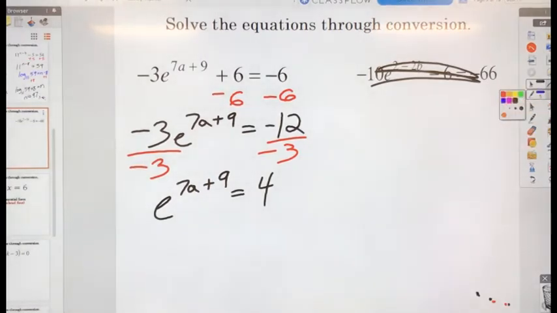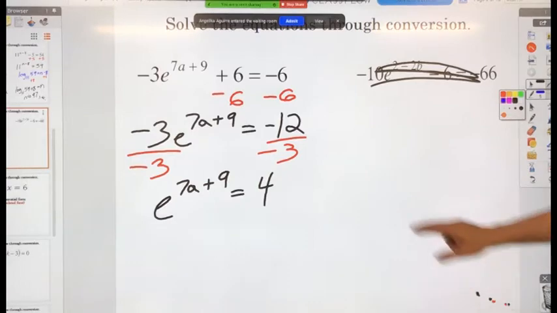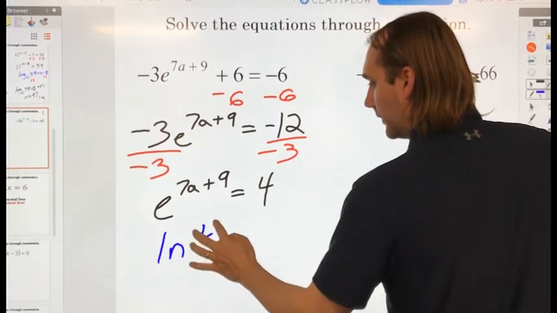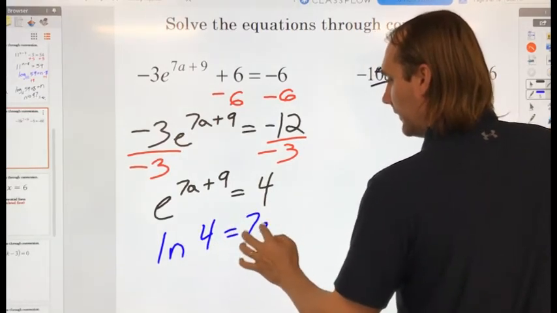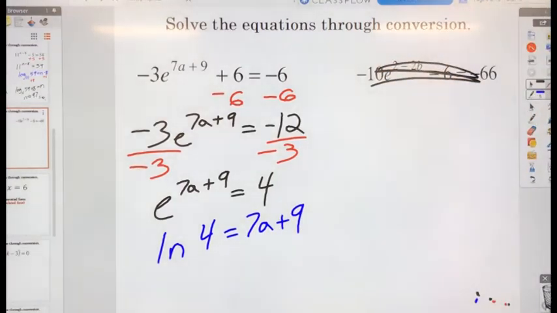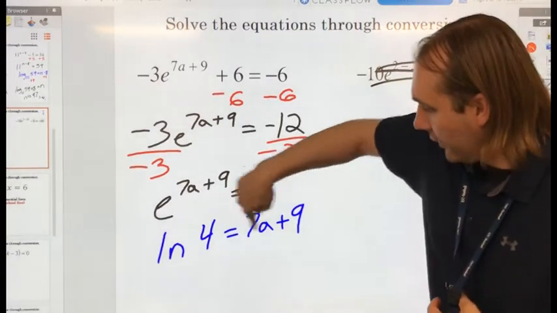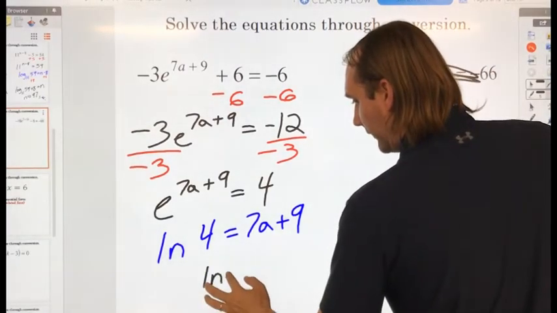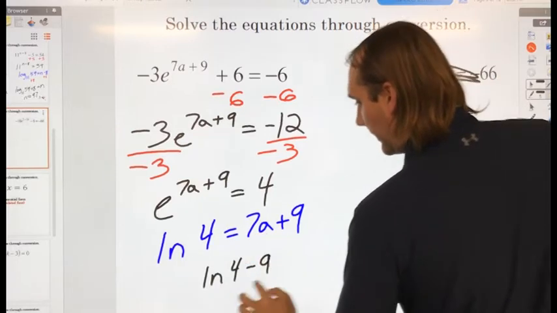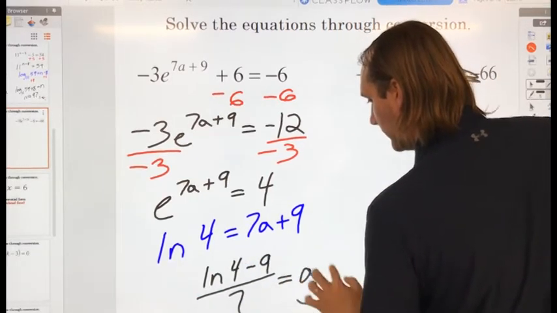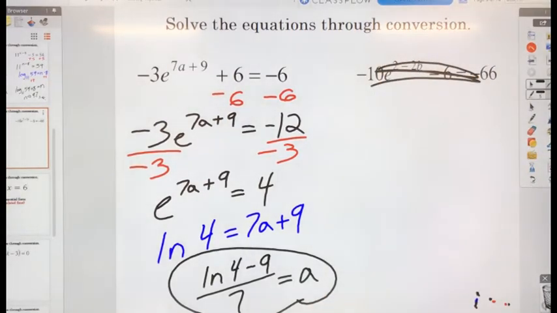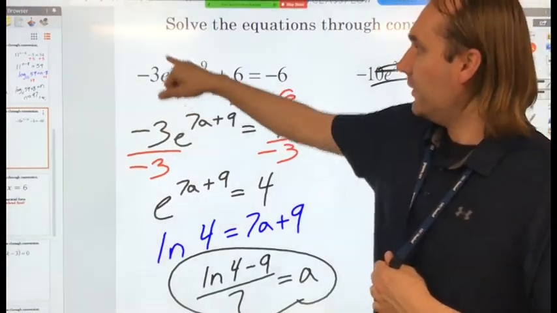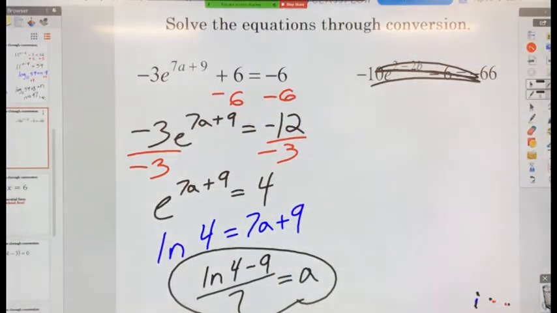Now I can convert this. So what does e to the power of 7a plus 9 equals 4 look like as a log? ln of 4 equals 7a plus 9. So now I have a linear term that I can just move everything over and solve for a. Let's subtract 9, so ln of 4 minus 9, and then I'm going to divide by 7. That equals a. So I just want to point out, everything must be moved. Everything added, subtracted to the exponent, and multiplied and divided to that exponent needs to be alone.